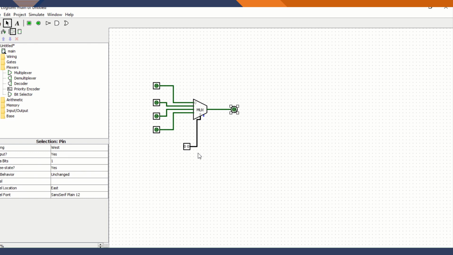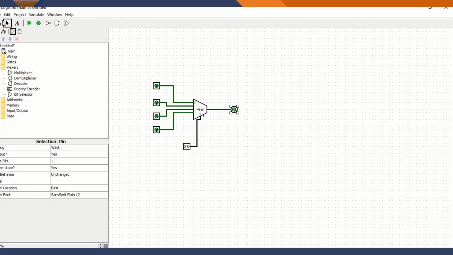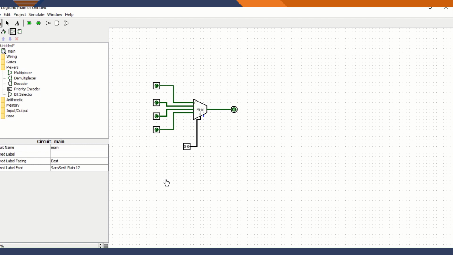This is my 4:1 multiplexer. Now I am going to see my truth table. Here my input first condition is S0 equal 0, S1 equal 0. Then I am going to change S0 equal 1, S1 equal 0, S0 equal 0, S1 equal 1, and S0 equal 1, S1 equal 1. Under the first condition my output equals D0.